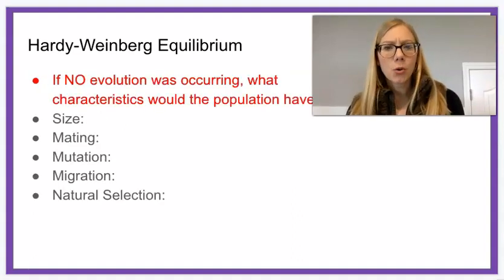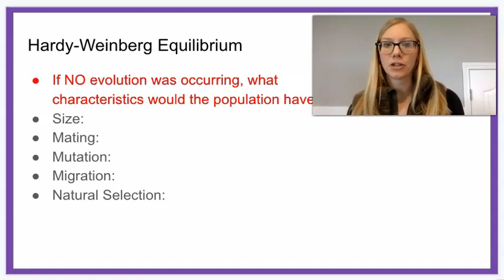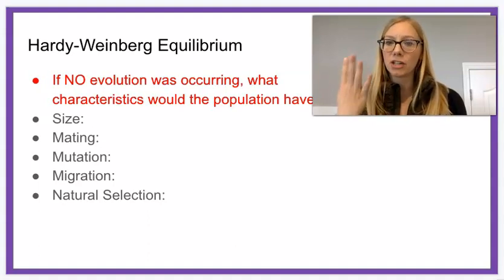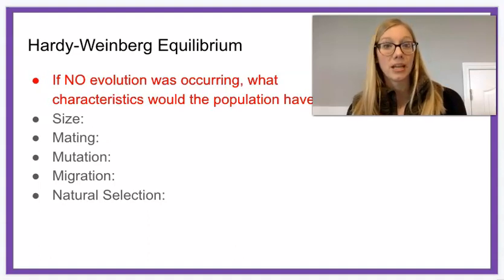So if no evolution is occurring, what characteristics would a population have in regards to size, mating, mutation, migration, and natural selection? Go ahead and pause the video for a second. Give yourself a moment to think about what your answers to those would be before I give them to you.